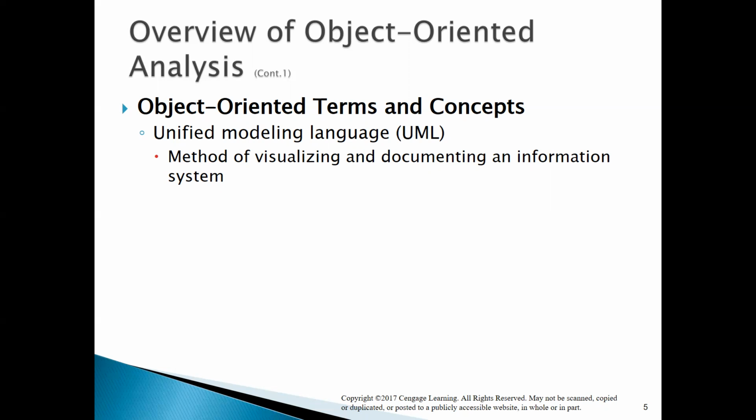So how is the object model made? Through the use of a UML, a method of visualizing and documenting an information system. Remember, these are all interconnected. Okay, so object model, how is it derived? It comes from a UML. UML is just a method in which you can visualize and document how an information system would work.